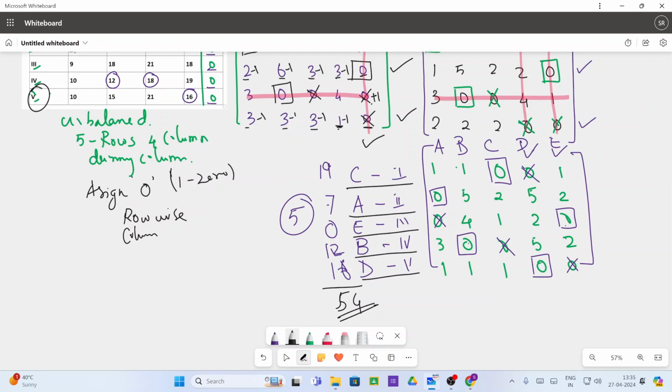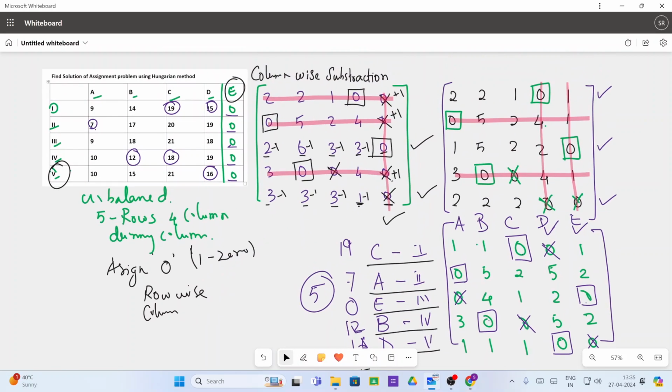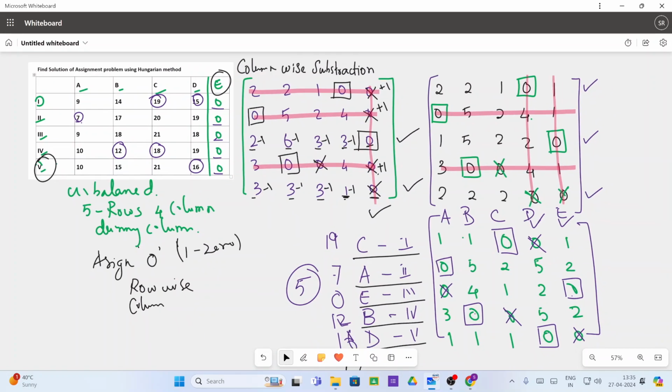So this is an unbalanced assignment problem. First you have to balance it and then do this. The same way you can do it whenever it is a balanced problem. In that case you need not introduce any dummy row or column, so you can directly solve the problem. I hope you understood how to proceed with the Hungarian method and assignment problem.